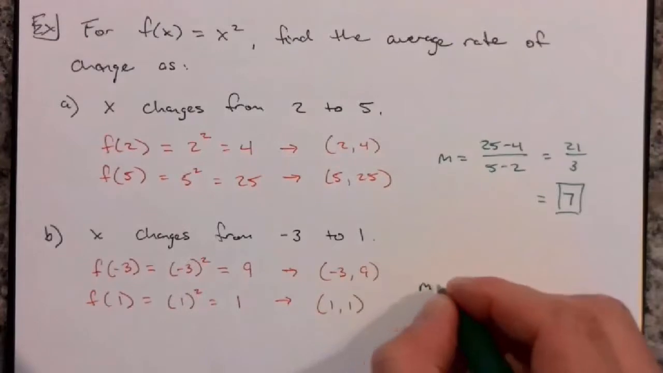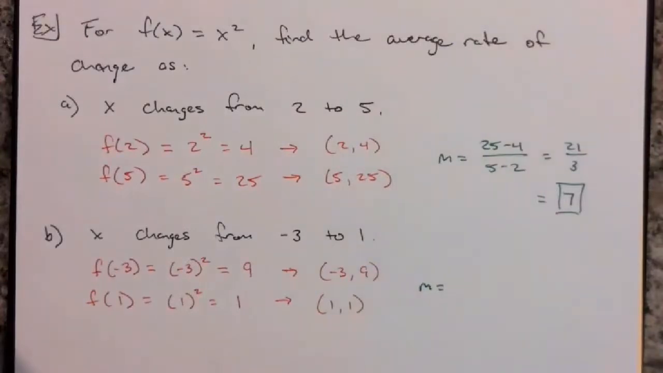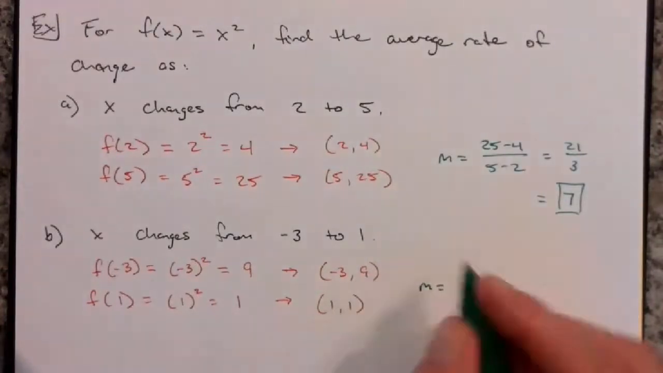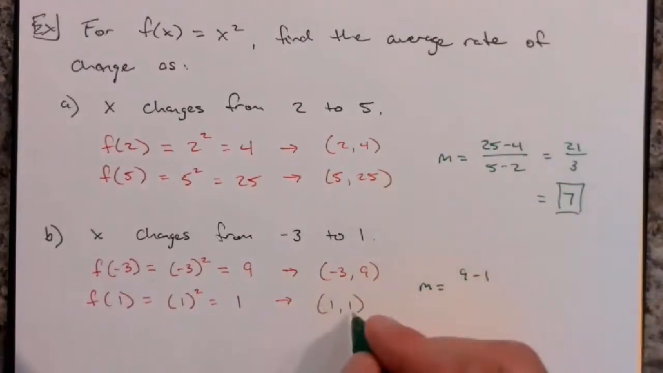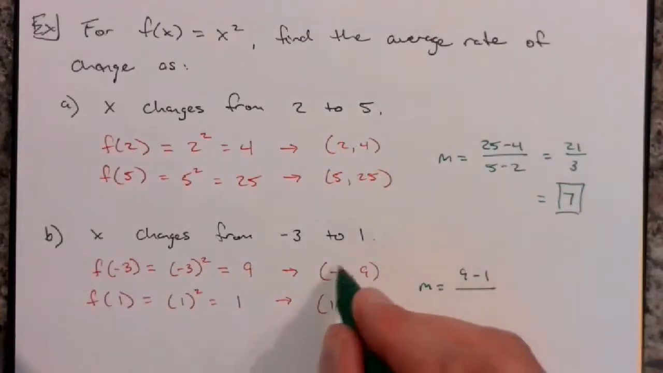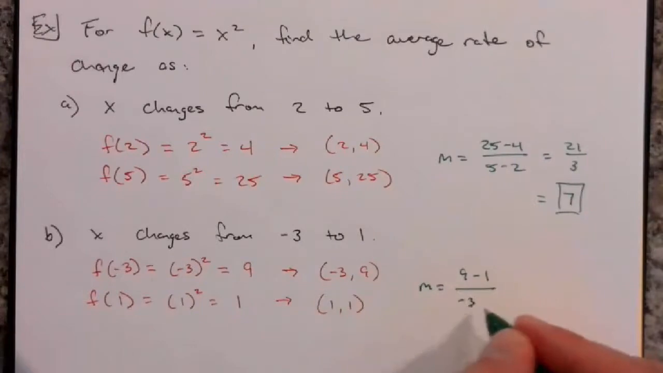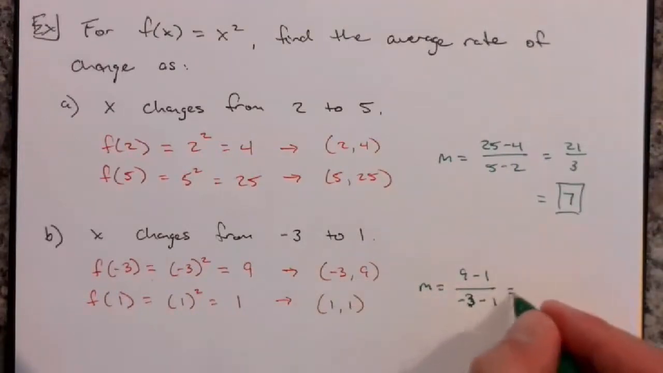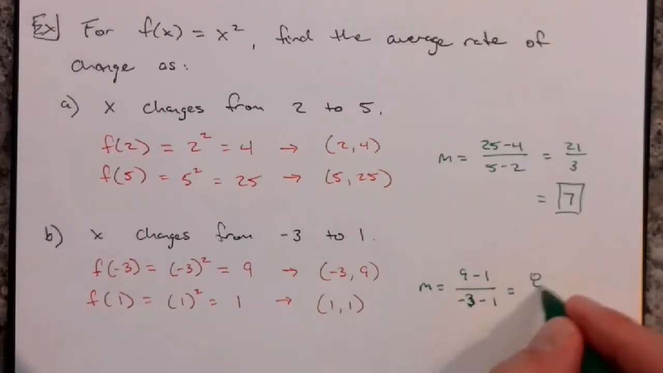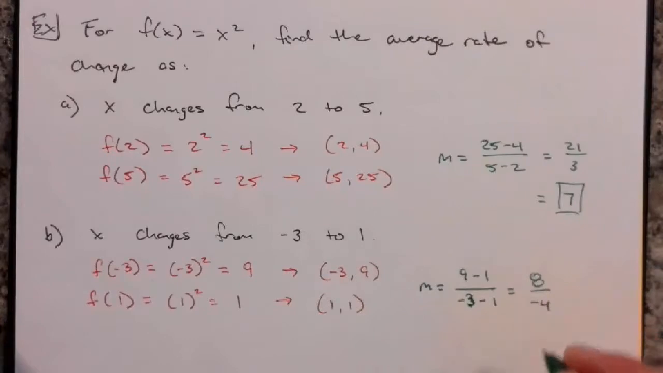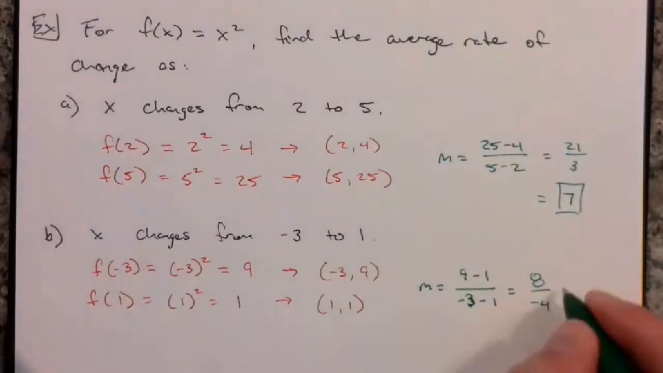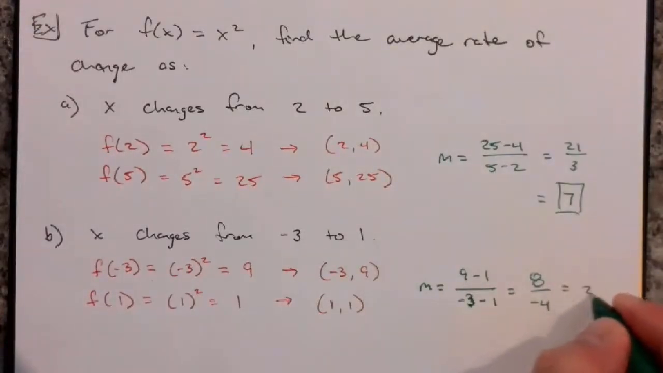So again, finding the average rate of change means find the slope. Change in y, maybe I'll do it this way, 9 minus 1. Now if I start here and subtract here, then when I do the change in x, I have to start with the same point. So negative 3 minus 1. 9 minus 1 will give us 8. Negative 3 minus 1, that's going to be a negative 4. And then 8 divided by negative 4, well, that equals negative 2.